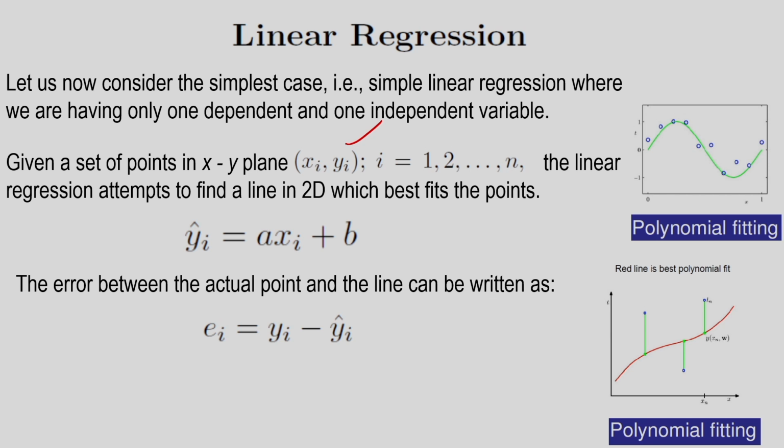Suppose that the slope and the intercept of the required line are a and b. So I am considering the slope is a and b is the intercept of the line. Then the equation of the line will be yi = a xi + b. That is the equation of the line. And the error between the actual point and the line can be determined. So I am determining the error.